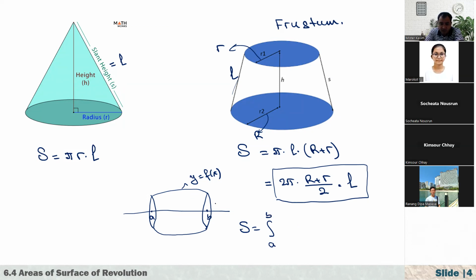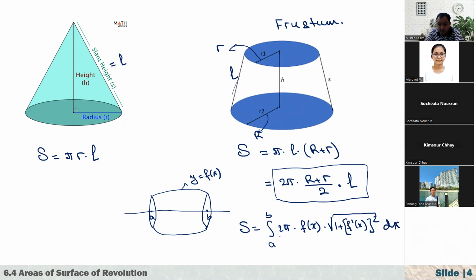Now here we have 2 pi, and r plus r over 2, this average, using the mean value theorem, that's equal to f of x. And the length is this length, the slant height. What is this length? We have just talked about the arc length, that's equal to the square root of 1 plus f prime of x squared, dx.